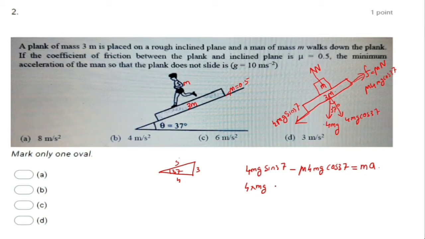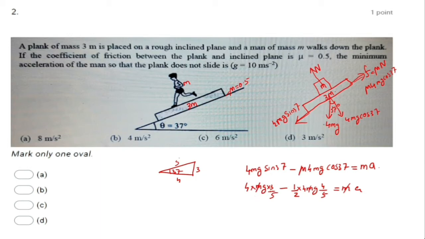Opposite side divided by hypotenuse, that is equal to 3 divided by 5, minus mu. What is the value of mu? 1 by 2, 0.5, into 4 into mg cos 37, 4 by 5, approximately 4 by 5, which is equal to m into a. Everywhere m cancels, you see m cancels.